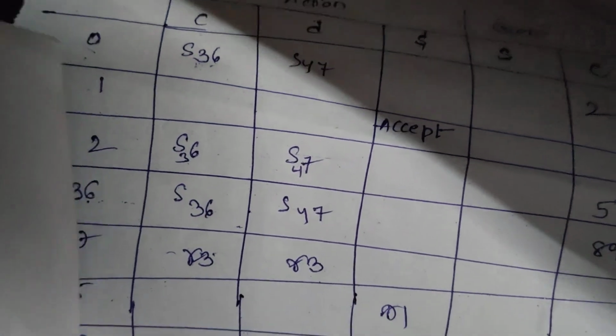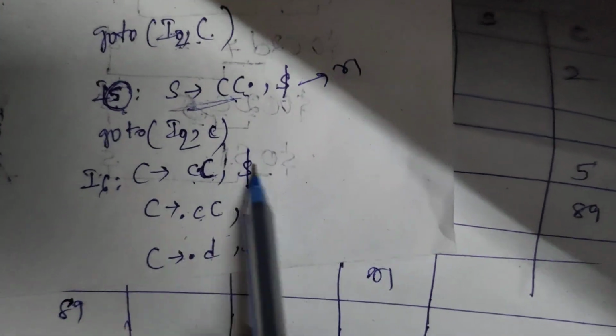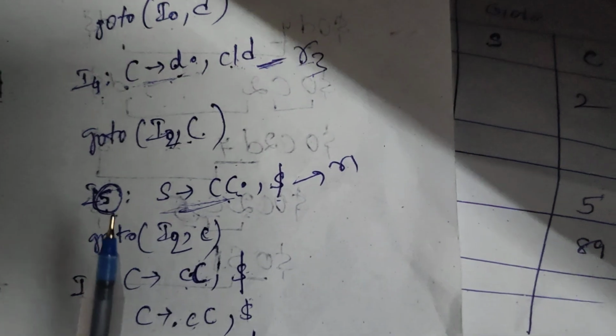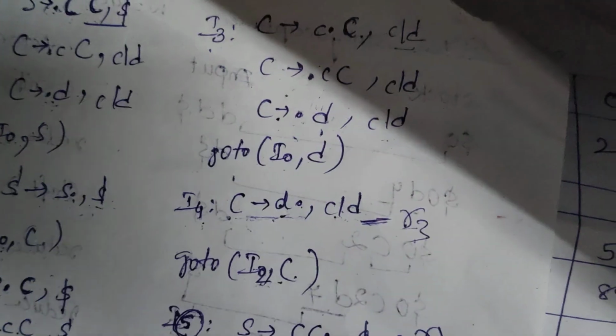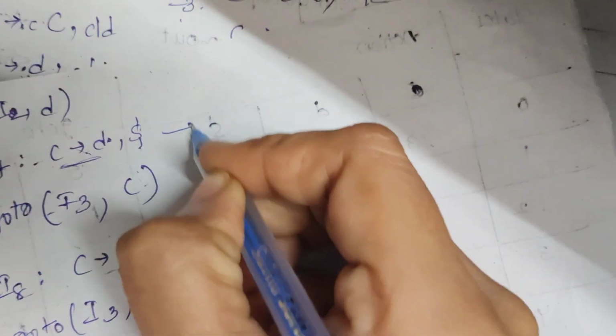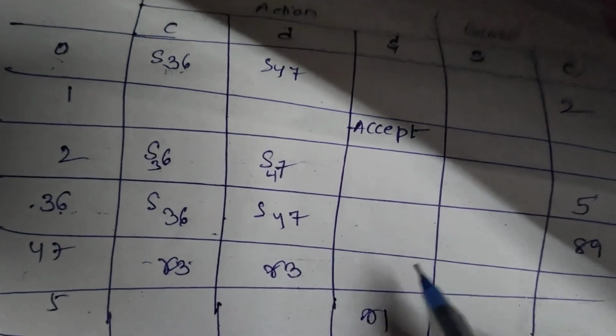Okay. Next, check where the dot reached in the other states. So in the other we check also. So here it reached in the 7th one. What is the production number for this? 3, right? So this is R3. We need to write R3 in the 7th line. So for the dollar symbol in the 7th line, you need to write R3.